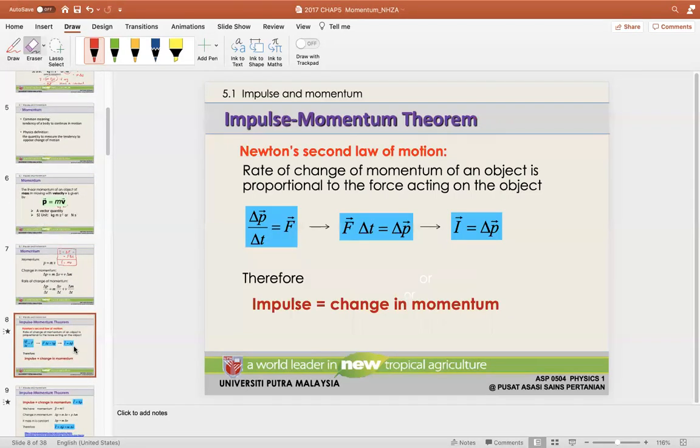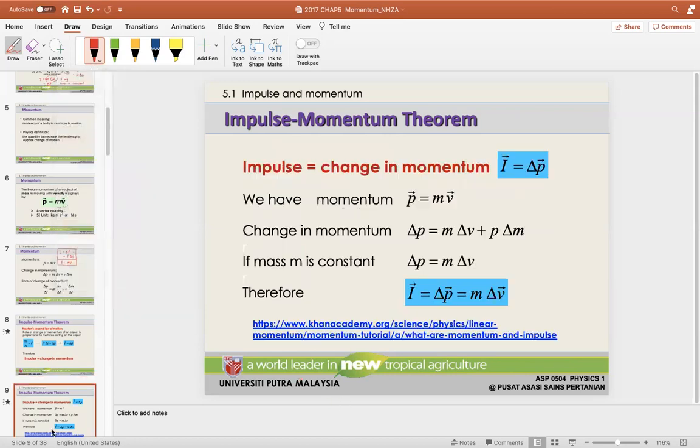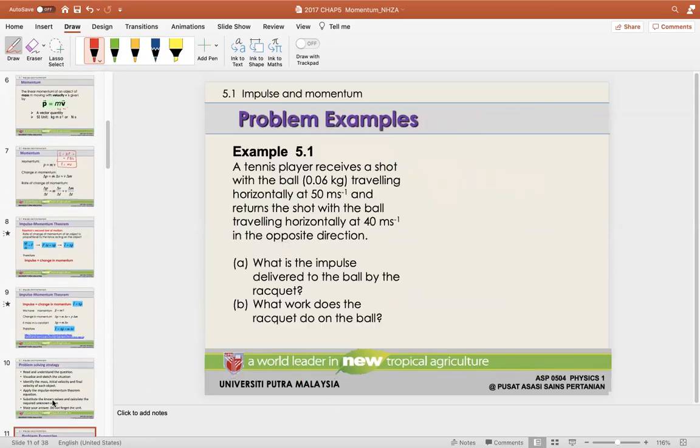Okay. All right. So impulse momentum theorem. The rate of change of momentum of an object is proportional to the force acting on the object. So we have seen that delta P over delta T is equal to force. Okay. And then we put the delta T next to force, we get delta P. And we just solve that I equals delta P. So that is our equation. Therefore, impulse is the change in momentum, okay? Same thing.